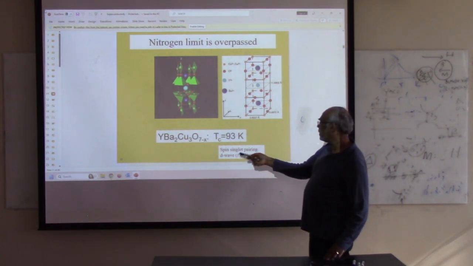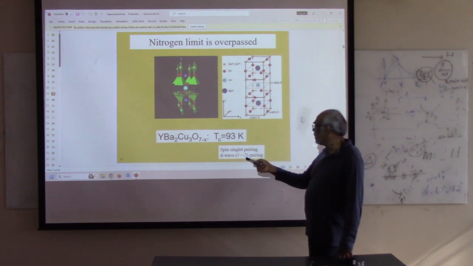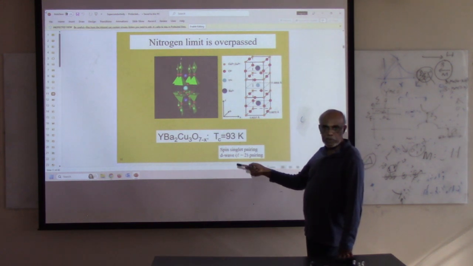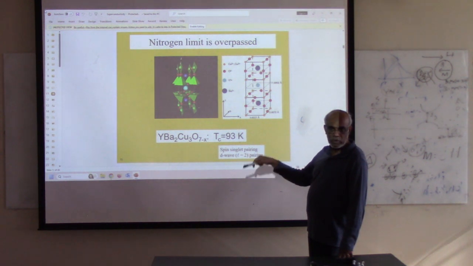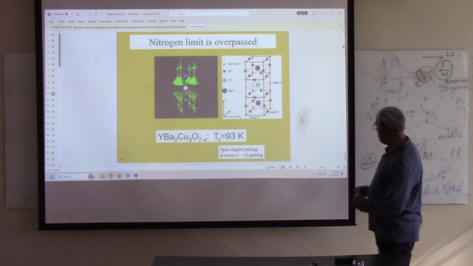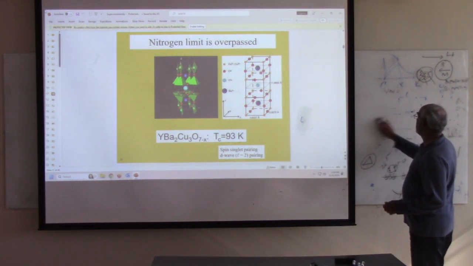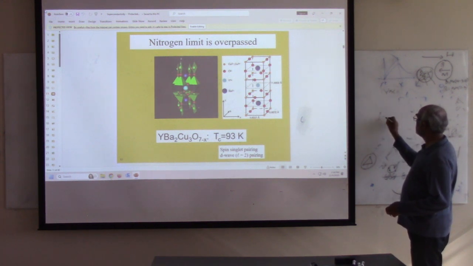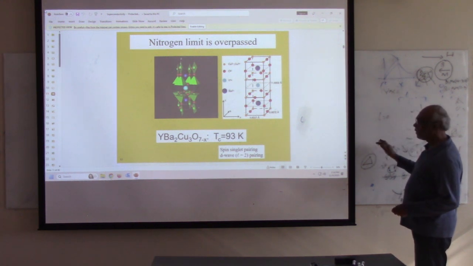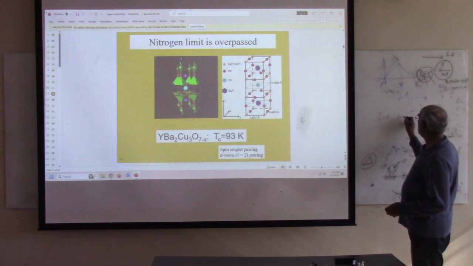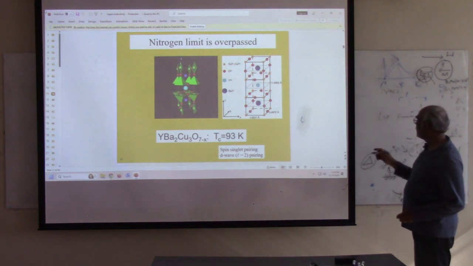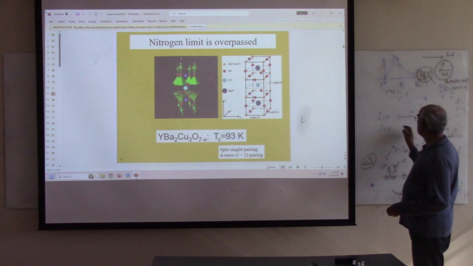So like I said, this one has L equals 2 pairing. So that is D wave, right? Not L equals 0. The conventional superconductors have L equals 0. So that is S wave. So this high TC has L equals 2, this is D wave.